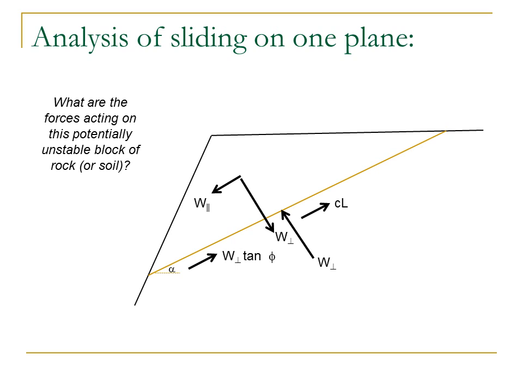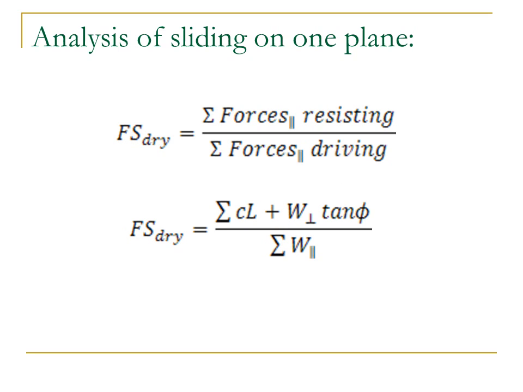To complete our analysis, we're going to look at all the forces that are acting parallel to the base of the slide, and we have W parallel acting in a direction that would promote sliding, and we have two forces that are resisting sliding, that is W perpendicular times tan phi and C times L. To define factor of safety, we will have the forces that are parallel to the base of the slide that are resisting movement divided by the sum of the forces that are parallel to the base of the slide that are driving this potential failure.